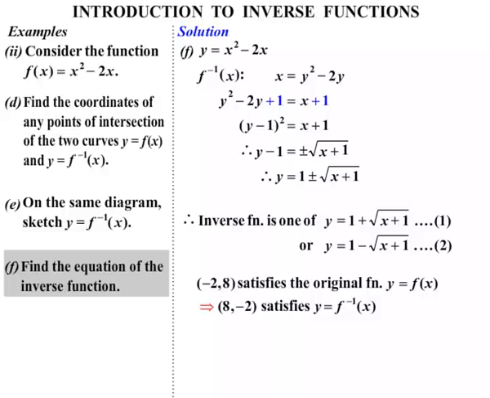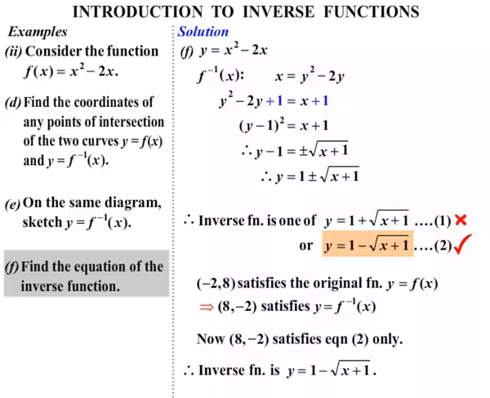Now armed with that knowledge, (8, -2), if we substitute that into equation 1, you will find that no, it doesn't work, it's not valid. If we substitute (8, -2) into equation 2, then it does work. So we can say that (8, -2) satisfies equation 2 only, so therefore the inverse function is y equals 1 minus the square root of x plus 1.